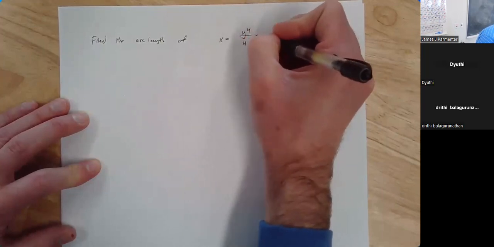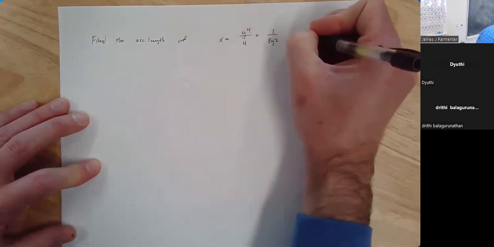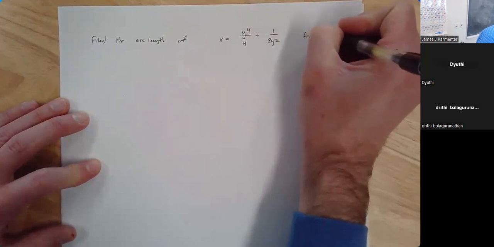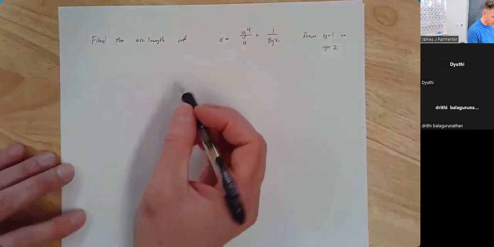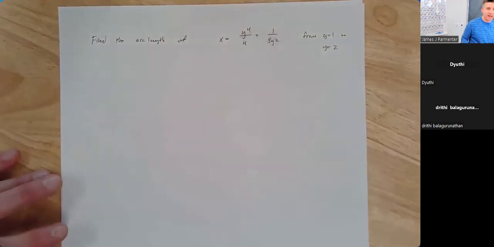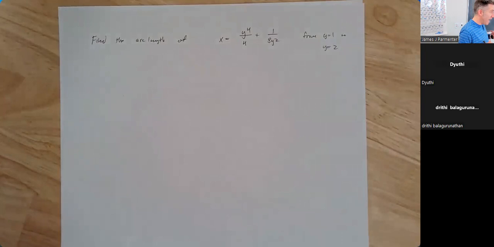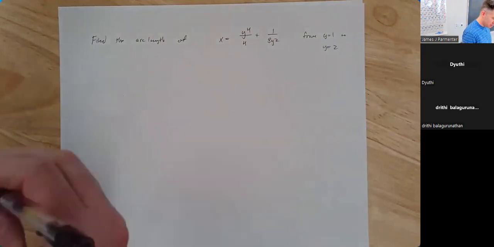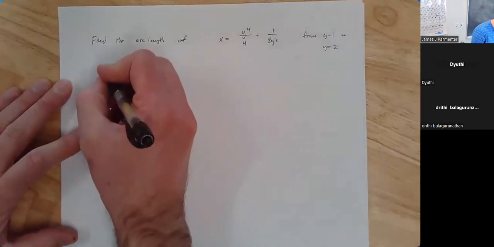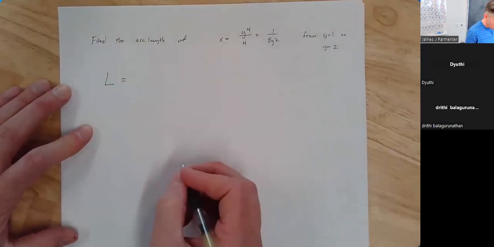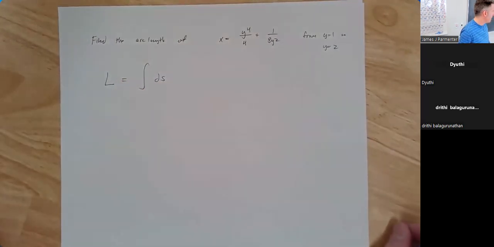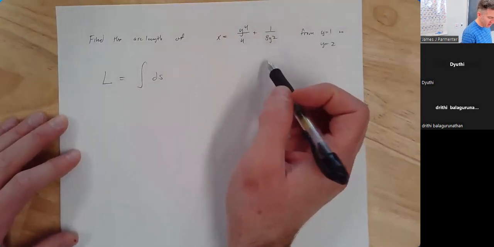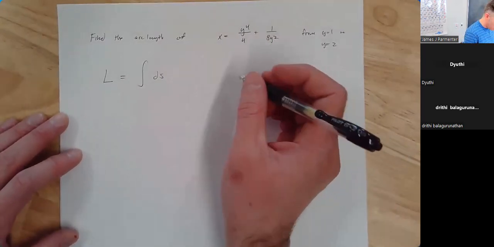Plus 1 over 8y squared from y equals 1 to y equals 2. What I want to point out about this kind of style of thing is that when we find your ds, a very specific type of thing happens. So we know the arc length, and I like to write it as capital L like your book does. Arc length is the integral of ds, just adding up all the s's, right? You could try to graph this. I don't recommend it. It looks kind of weird.